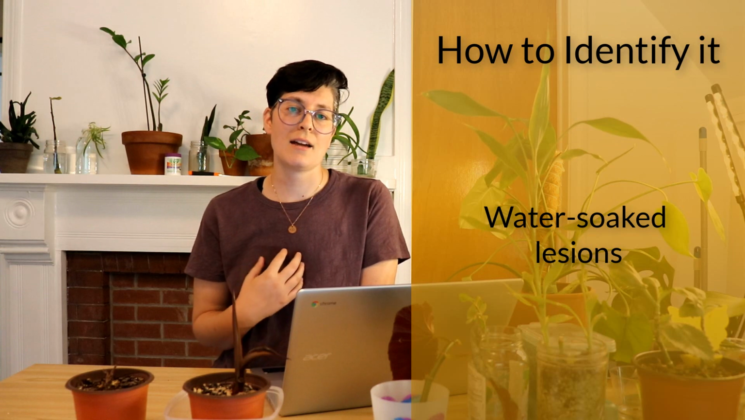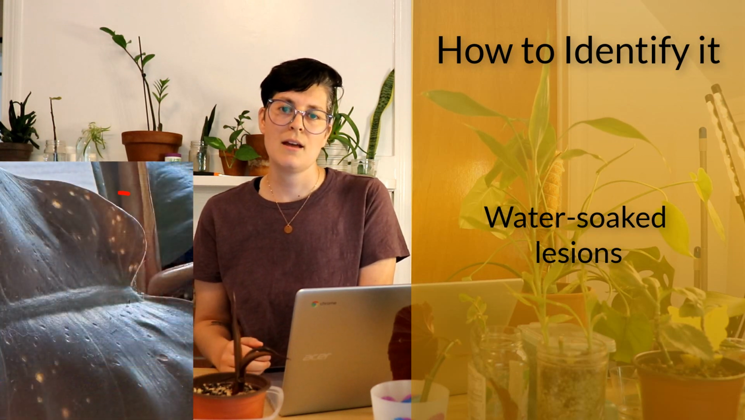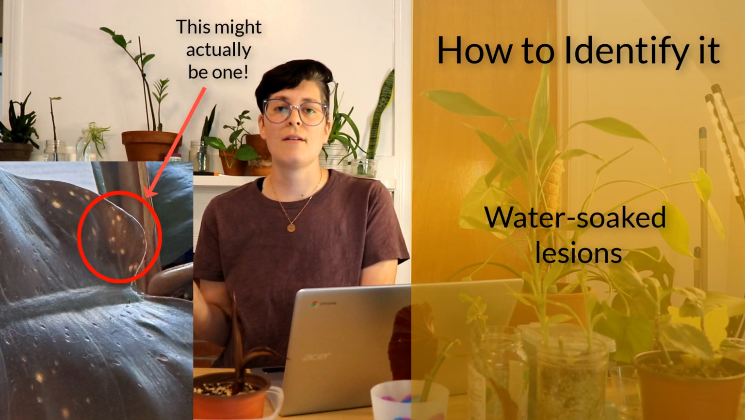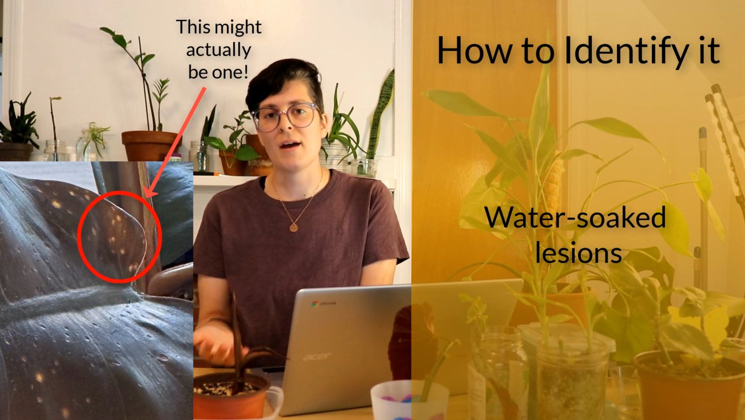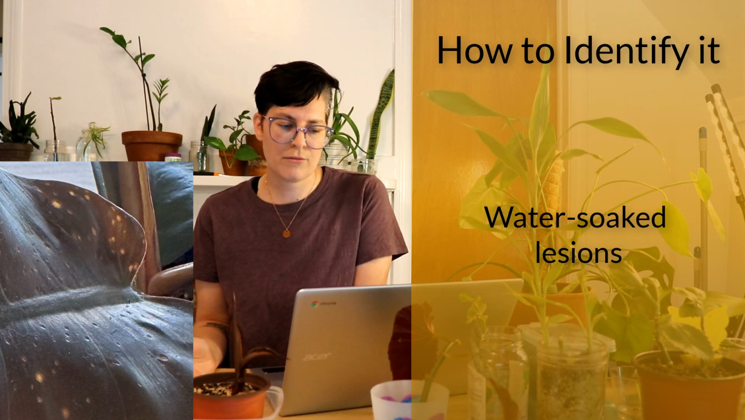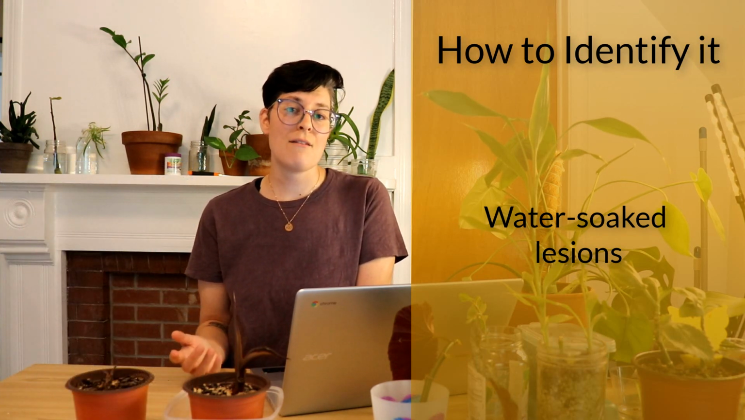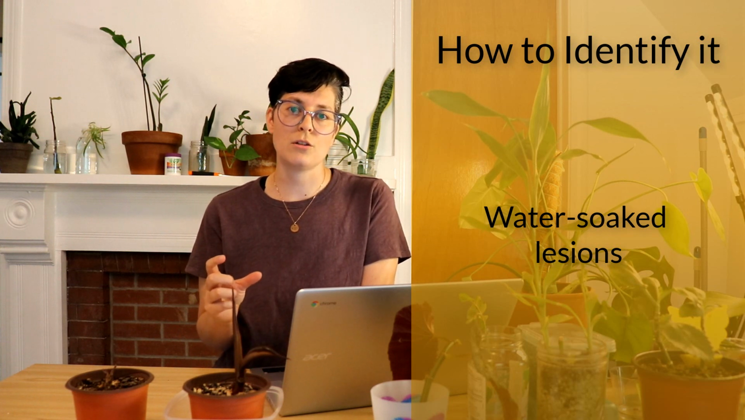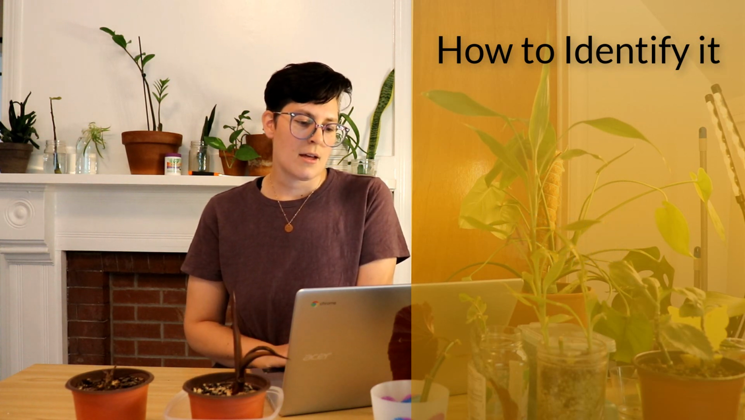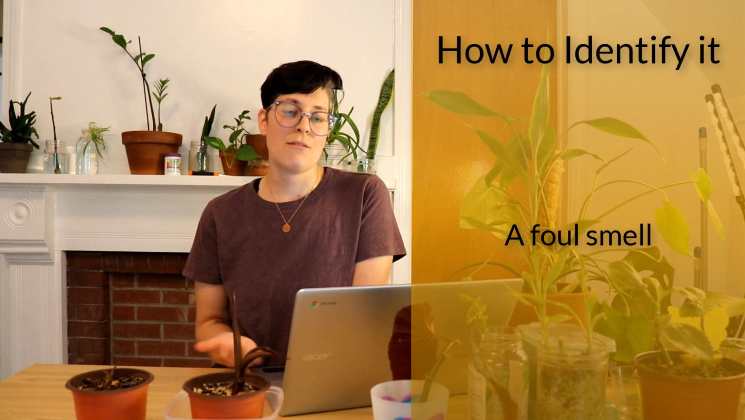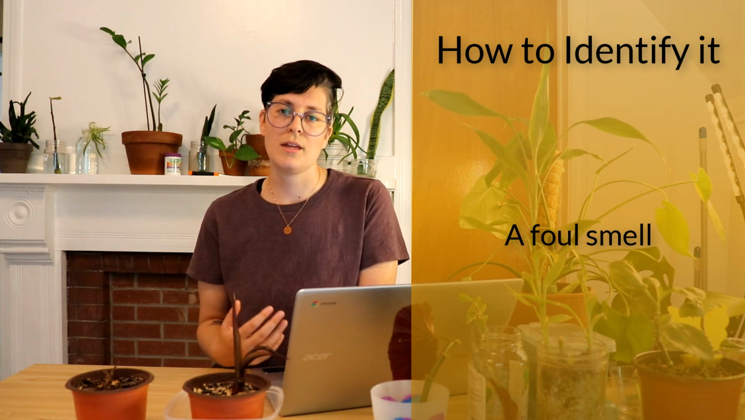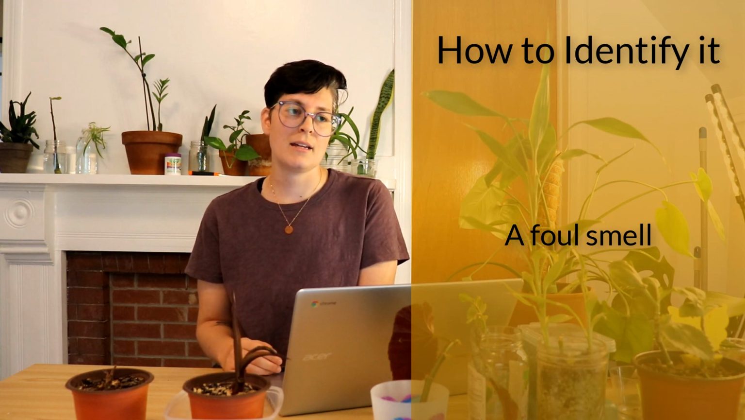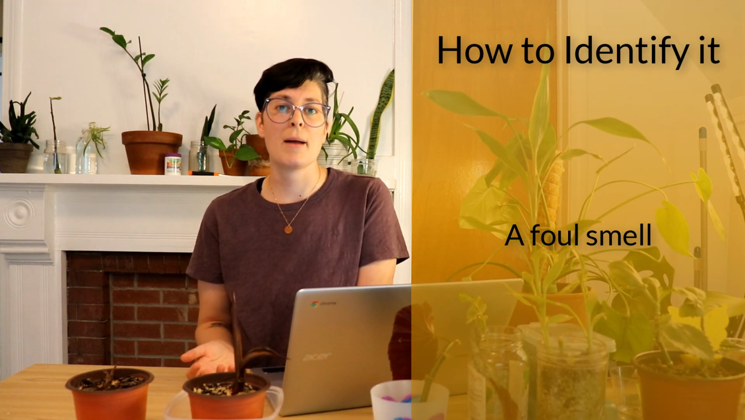Those are things that I didn't actually find on my plants, but there is a video that I have linked down below that was very helpful in helping me confirm that what my Imperial Red had was a bacterial infection. In that video, she did show what those water-soaked lesions can look like. And one other thing you might notice is a foul smell. Again, that's something that I didn't notice with my plants, but that can apparently be another indicator of a bacterial disease.